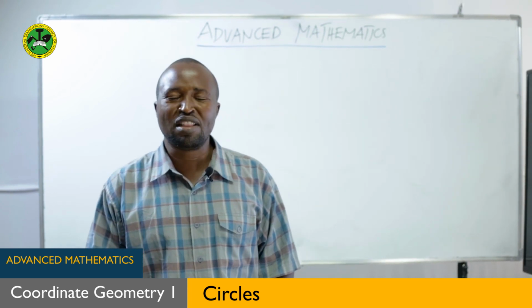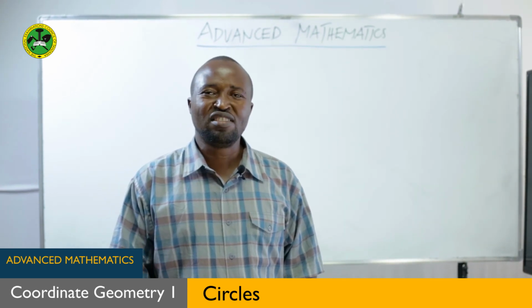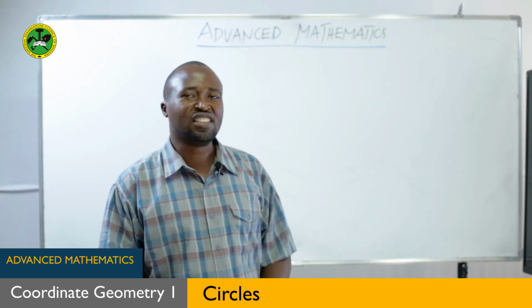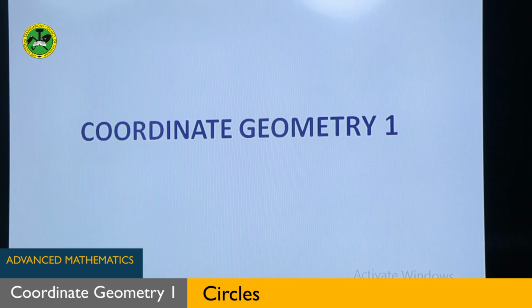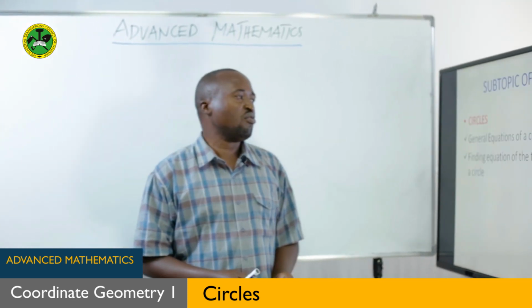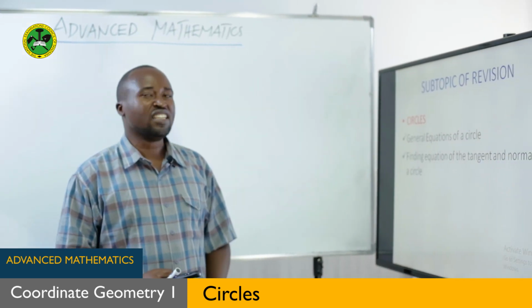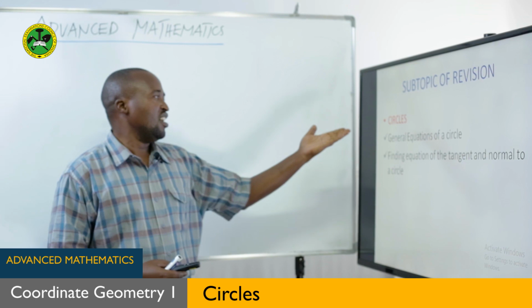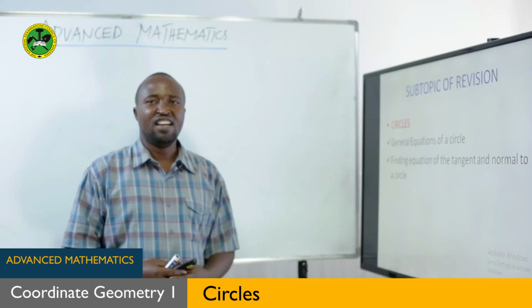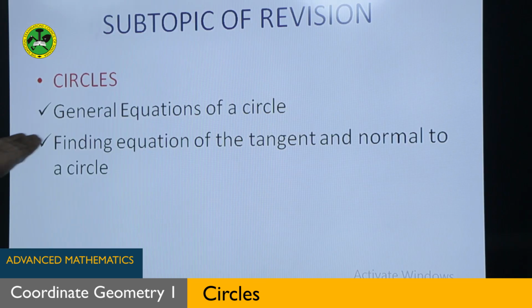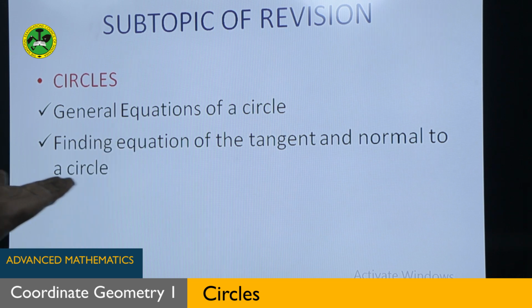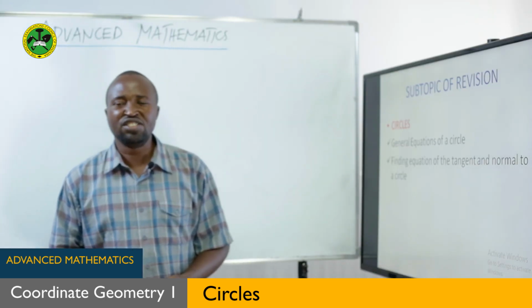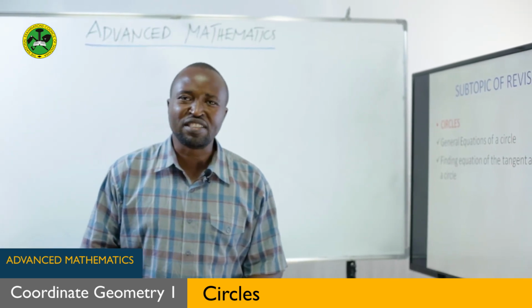I'm teaching advanced mathematics. In this part of the presentation, we are going to discuss the review questions on the topic of coordinate geometry 1. The subtopic that we are going to do the review questions on is circles. In this part of circles, we have the general equation of a circle, but again we have to find the equation of a tangent and normal to a circle. Dear student, join with me till the end of this presentation.